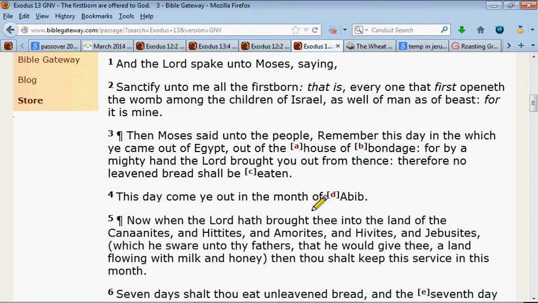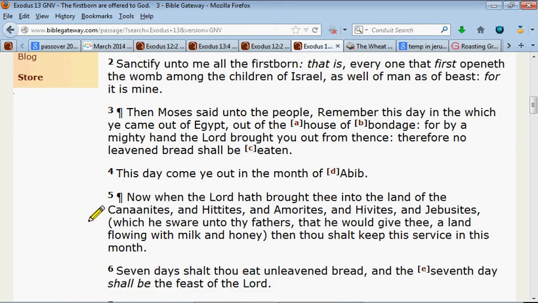It says, then Moses said unto the people, remember this day in the which ye came out of Egypt, out of the house of bondage, for by a mighty hand the Lord brought you out from thence. Therefore no leavened bread shall be eaten. When? This day came ye out in the month of Abib. And they call it Nisan. Nisan is not God's term. Nisan is a Babylonian term. It's a Nimrod term, you know, the Pharaoh's term.